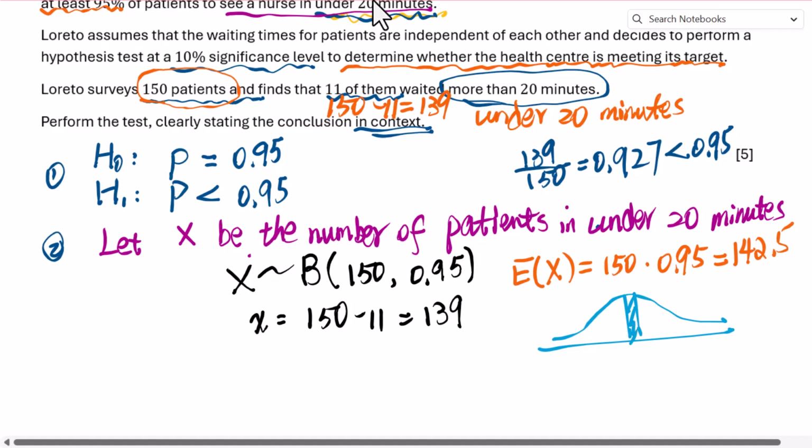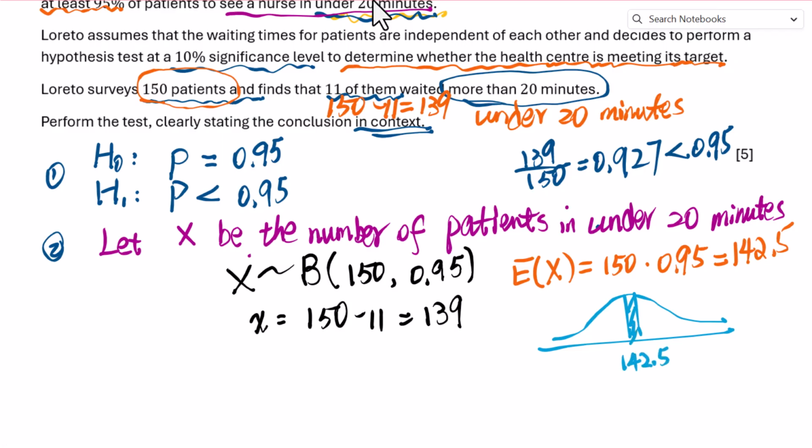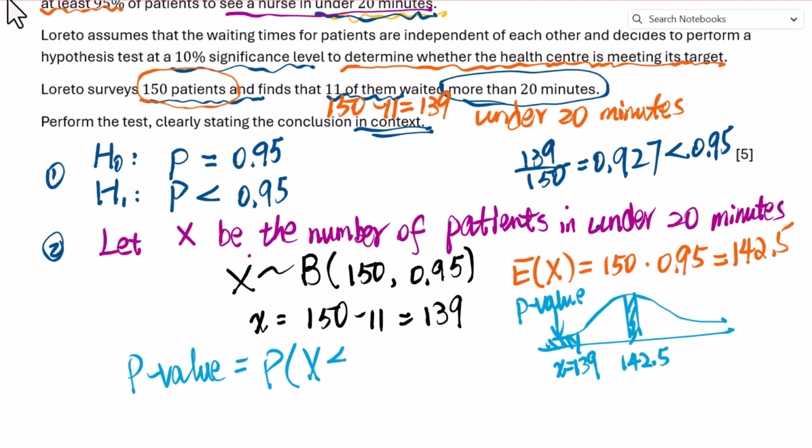This is 142.5. X is 139. Based on the definition of p-value, this is a p-value. P-value is the probability of obtaining the observed result when H0 is true. So p-value equals the probability of X less than or equal to 139.